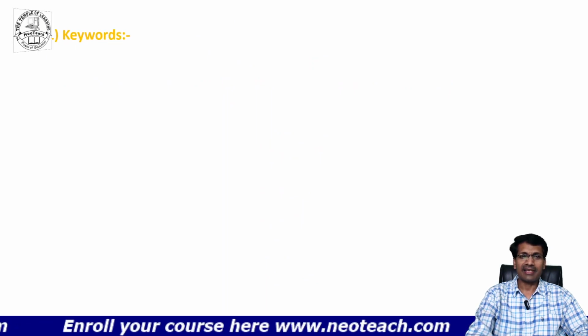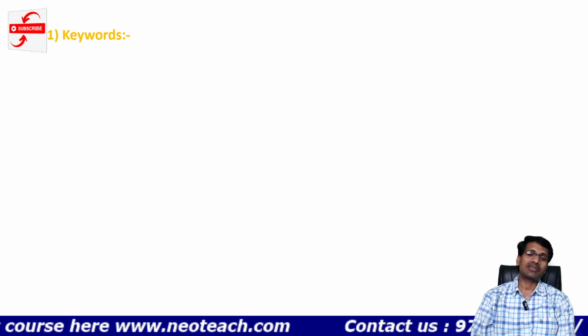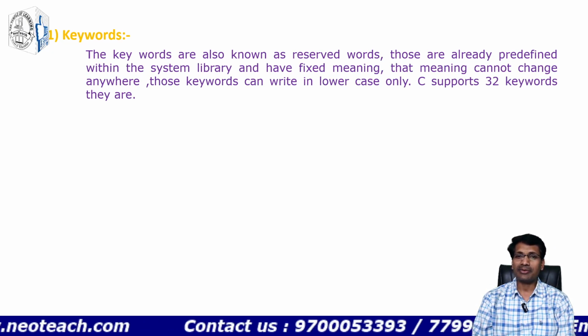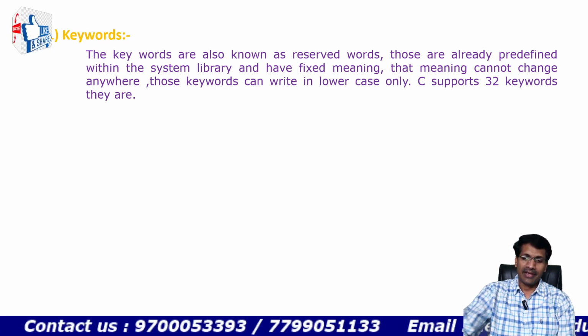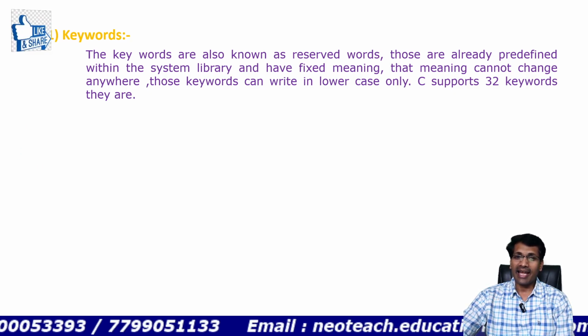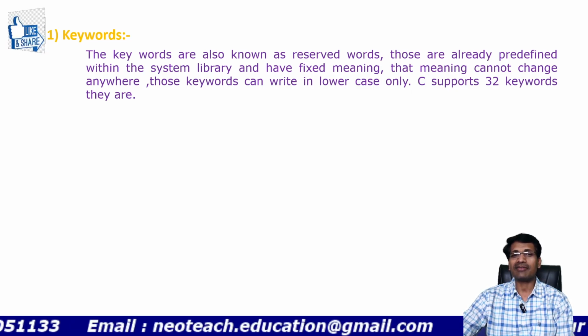Let's discuss the first one, keywords. Dennis Ritchie designed 32 standard keywords in the C language, and I am listing all those 32 keywords here. What do you mean by keyword? A keyword is a word already defined with a fixed meaning, and by using that keyword we can do some functionality.